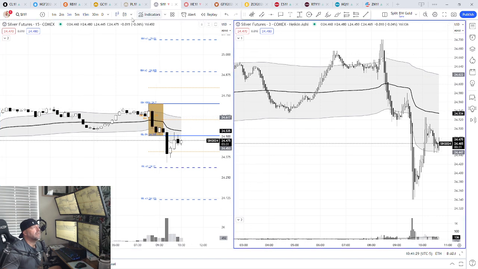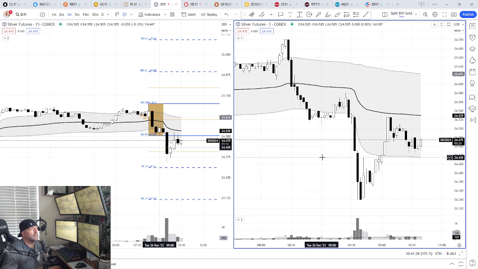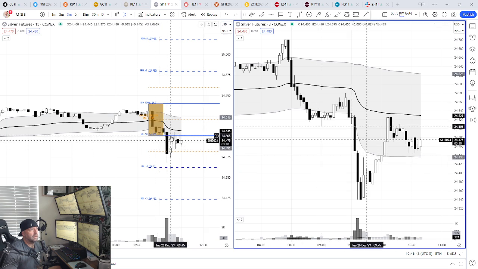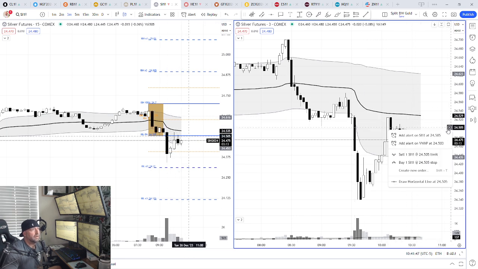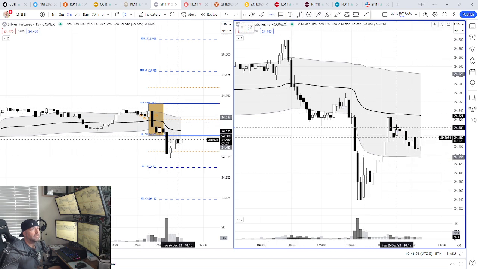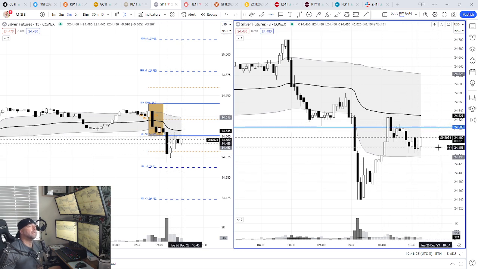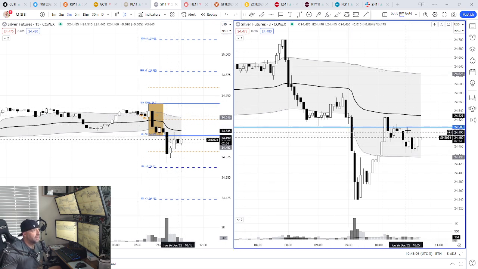Silver. IB low on silver. Silver's a tough one to trade. $25 a tick.